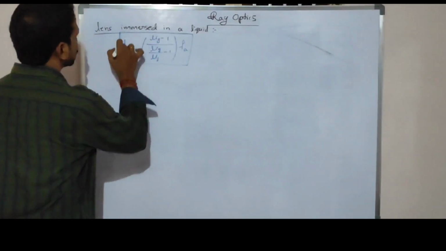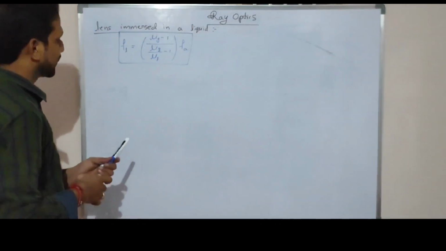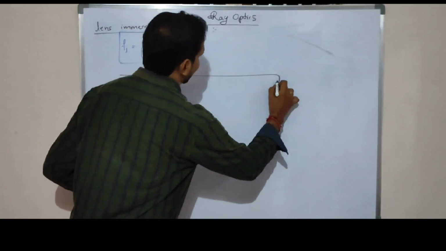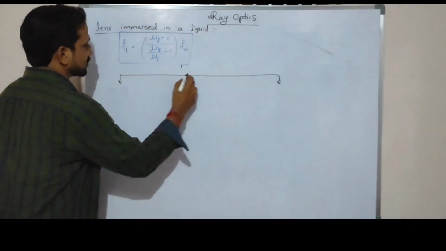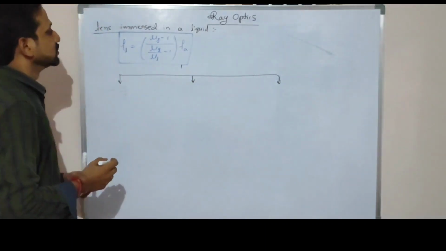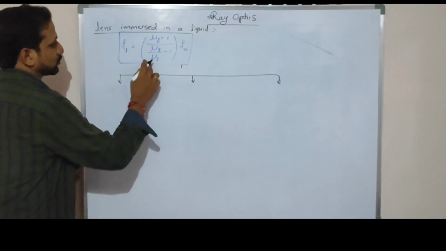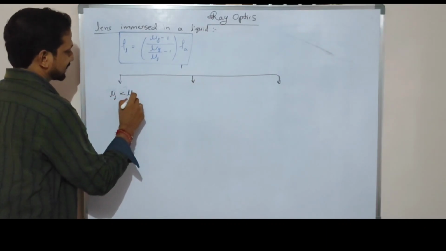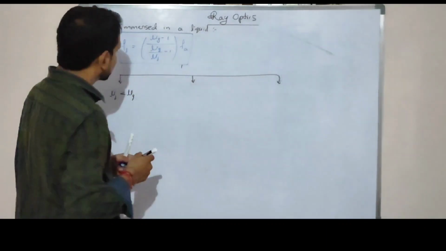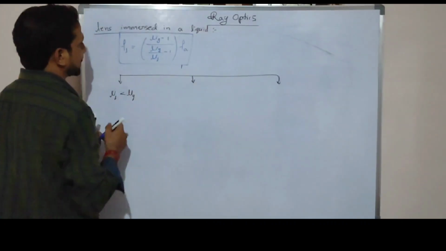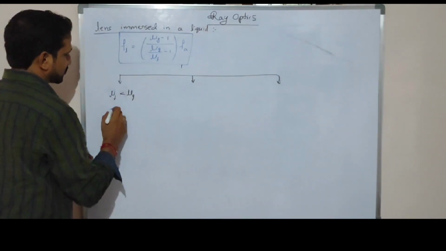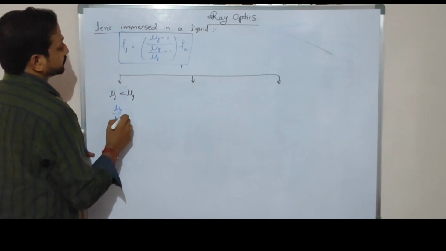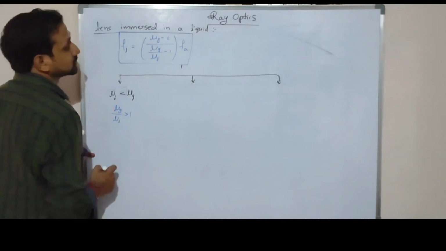Here we have a number of cases, like 3 possibilities. You can remember this as a shortcut. Case 1: suppose the liquid's refractive index is less than the glass refractive index. If the liquid's refractive index is less than the glass refractive index, then mu g by mu l will be greater than 1.